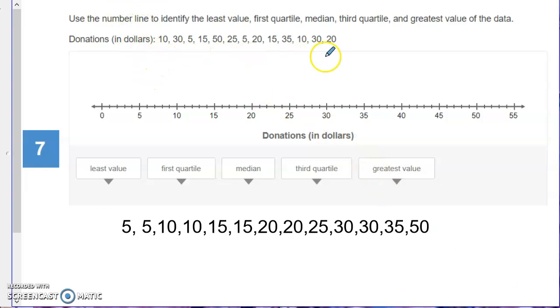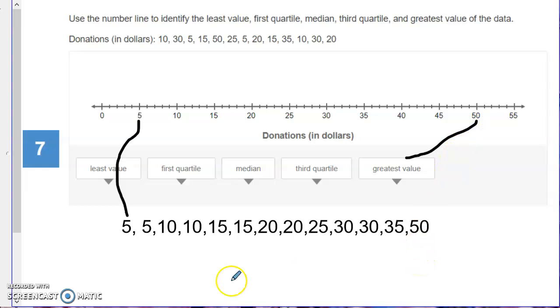So first thing you notice here, those numbers are not in order from least to greatest. So the first thing you have to do is put the numbers in order from least to greatest. Now, I know it's not fun to do that, but that is something that you have to do. Once you have them in order from least to greatest, then it gets easier from there. So first up, the least value, of course, would be 5. My greatest value, of course, would be 50. And then I got to organize it from there.